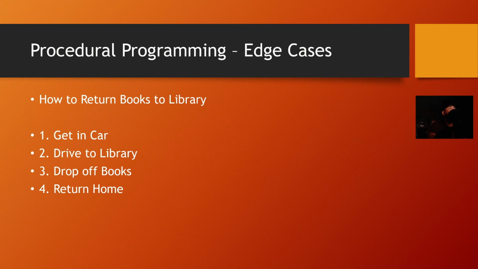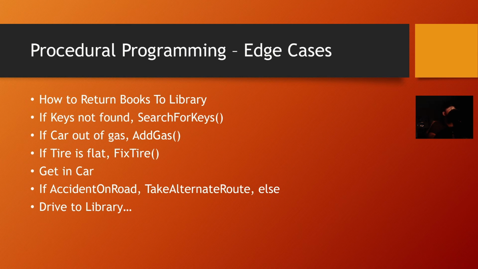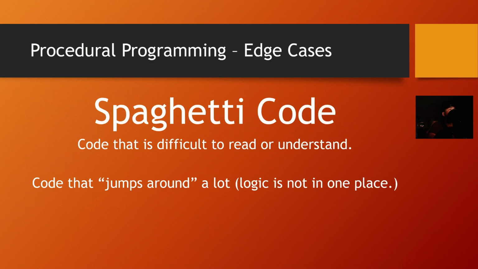Procedural programming, edge cases: how I return books to the library. Number 1, get in a car, drive to the library, drop off books, return home. Now with edge cases: if keys not found, search for keys. If car out of gas, add gas. If tire is flat, fix tire. Get in the car. If accident on road, take alternate route, else drive to the library.